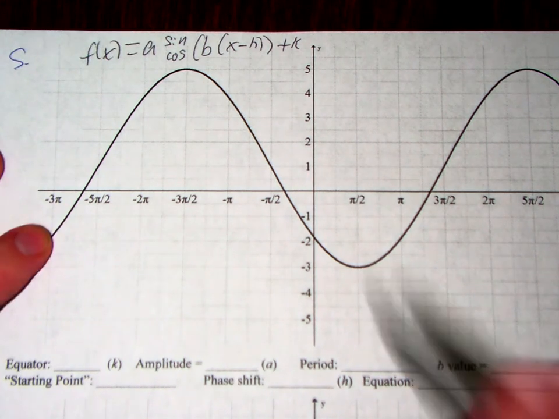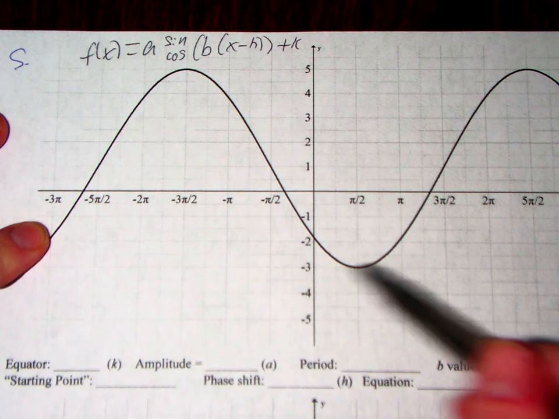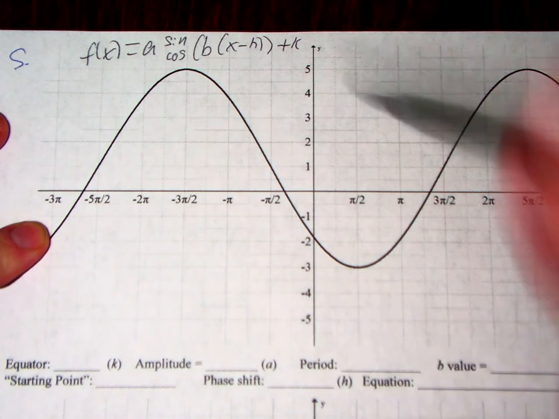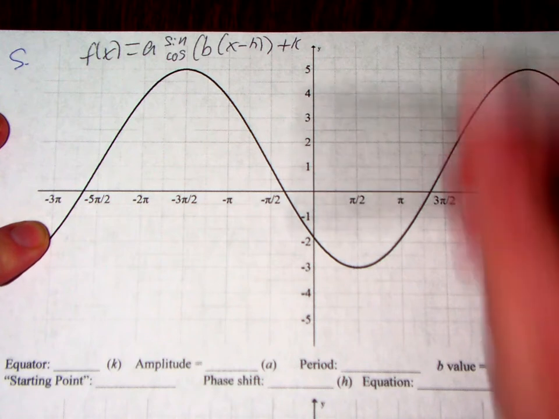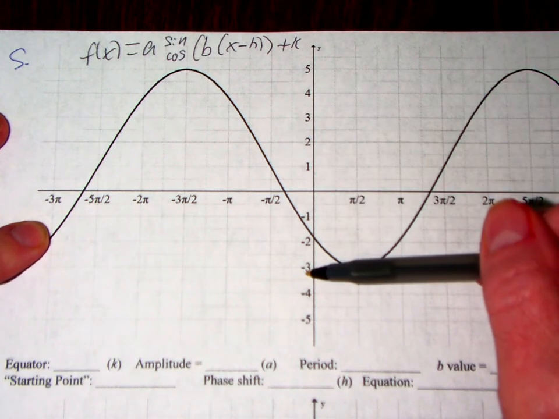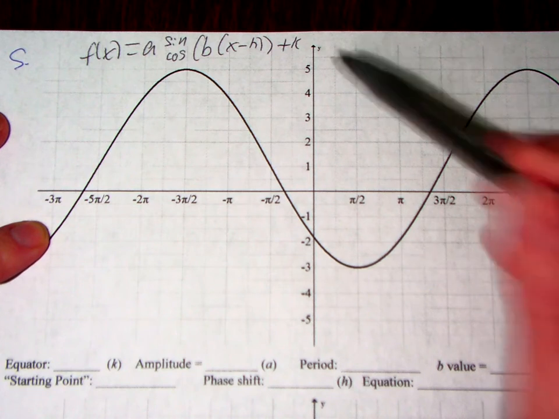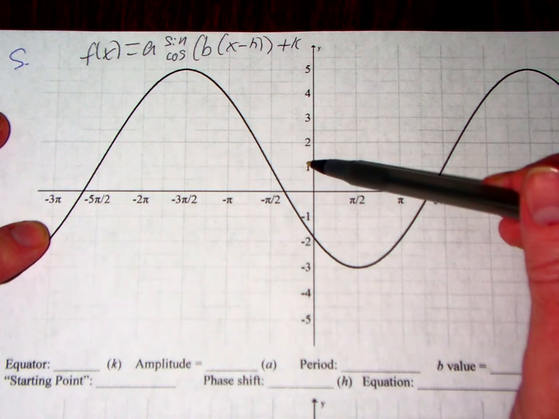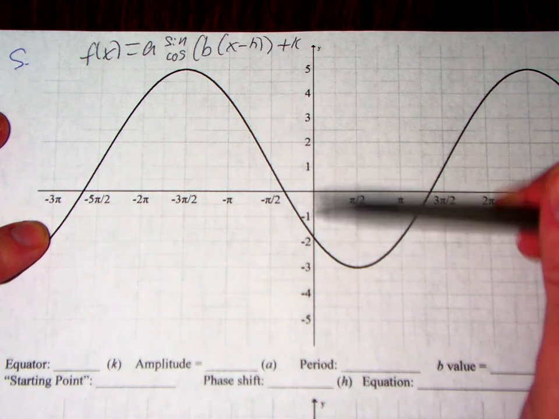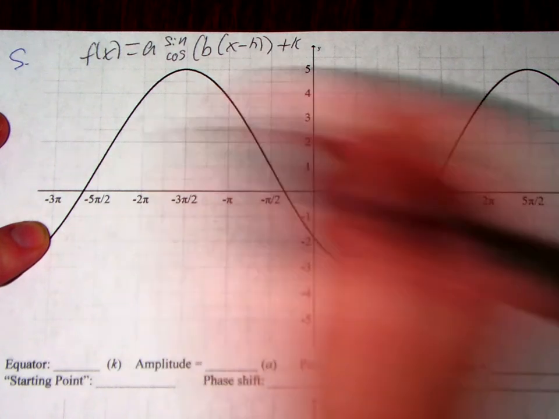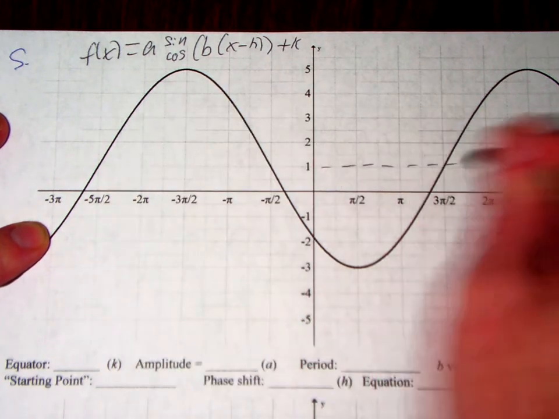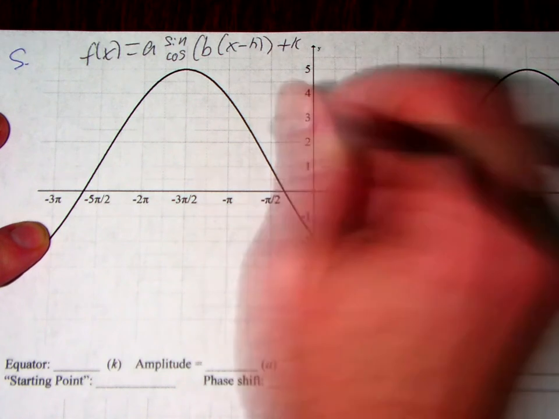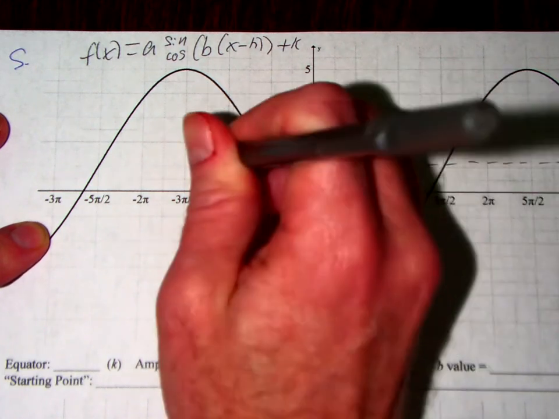And if you notice on this graph here, my minimum height is at -3. My maximum height is at 5, so that means that total distance here is 8, which means my equator must be 4 units down from the maximum or 4 units up from the minimum, and that puts me at +1. And if I draw a dotted line right through +1, sure enough, that is going to chop that graph in half. And so that's why I call it the equator.